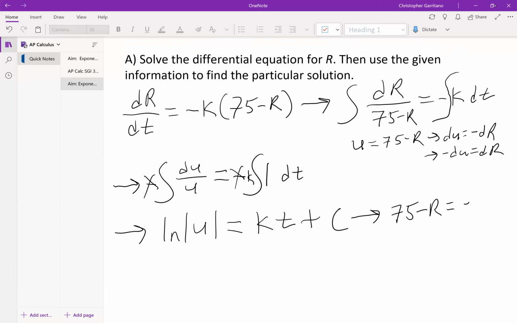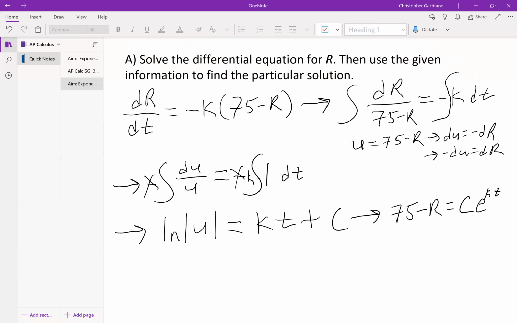The right side is big C times e to the kt. And again, if you don't understand how I went on the right side from kt plus c to c times e to the kt, watch the previous video because I do explain that in detail. But since I've already explained that in detail, I'm not going to do so here.